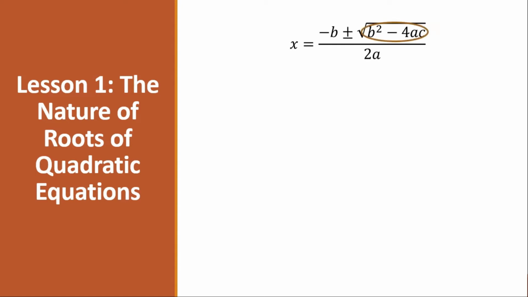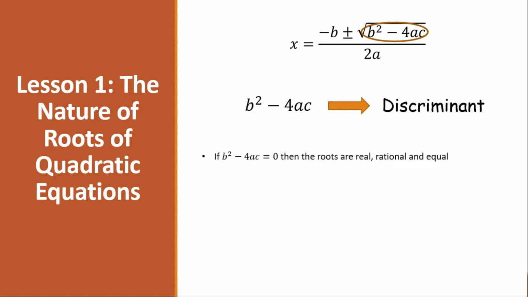So, ang discriminant class in this formula, makita nyo na sa loob ng ating square root, yung b squared minus 4ac, ayan yung gagamitin natin to get the nature of our roots. So, b squared minus 4ac is our formula to get the discriminant. Pero meron tayong mga condition.